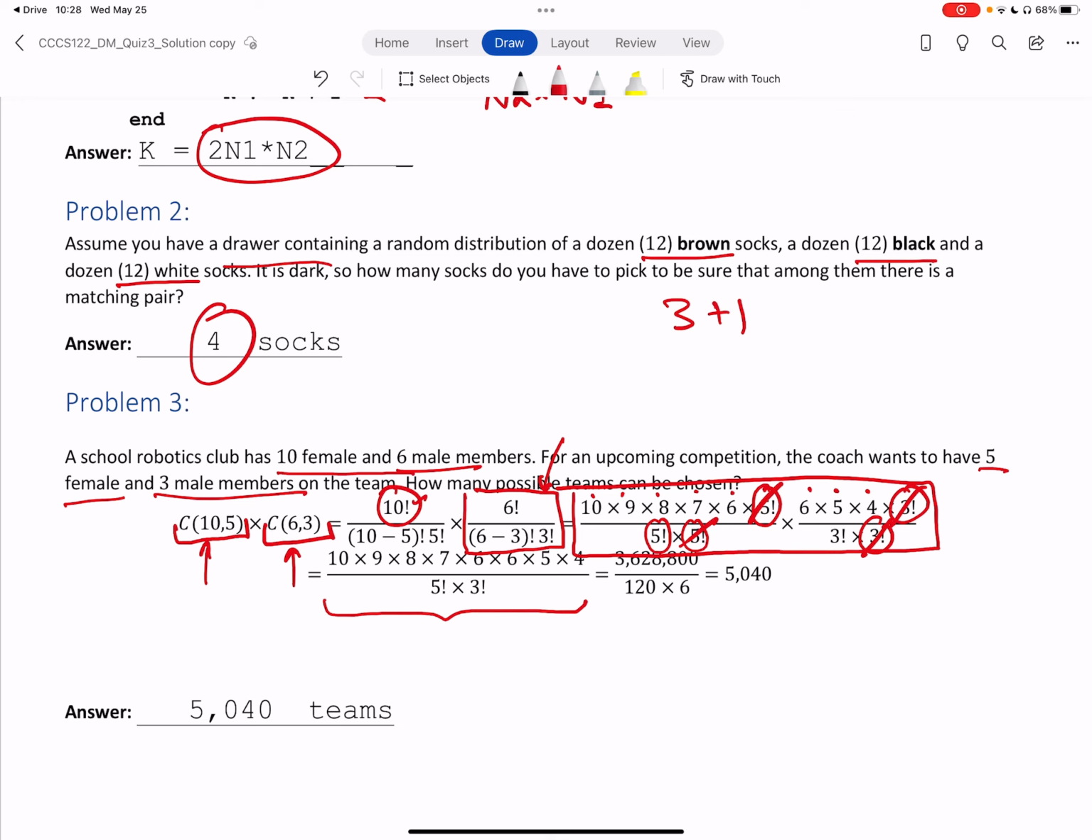And then you just break out a calculator and find the answer. So 5 factorial is 120, 3 times 2 is 6, and then you take the product of everything you have up here, and that is 3,628,800. Do the division on your calculator and you get 5,040, and 5,040 possible teams. That's the answer.